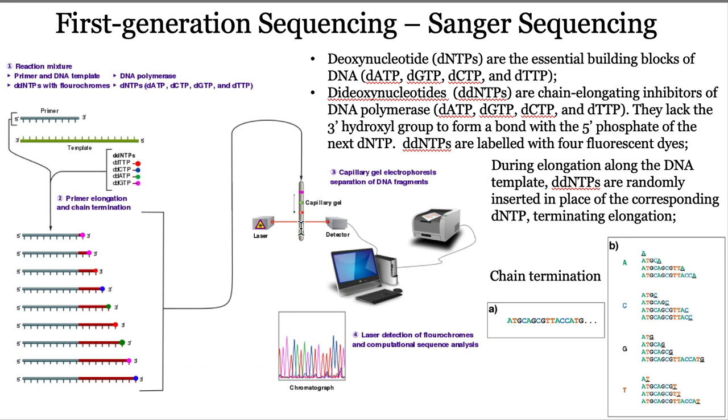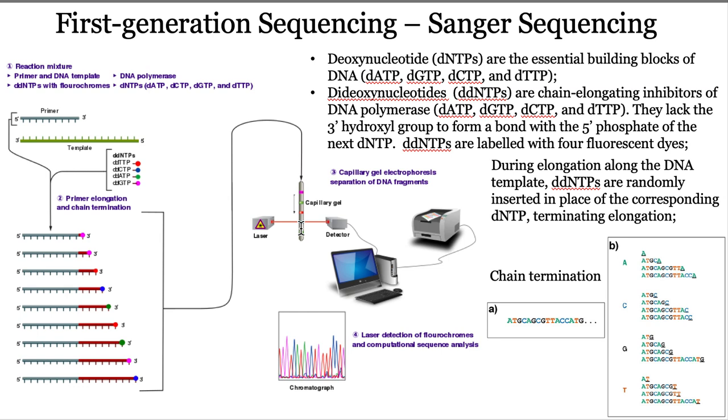And that ddNTP is fluorescent labeled. And then you have this bunch of fragments of different length. You run them through a gel. If you run DNA through a gel, we can separate them based on different length, so we can determine the length of that DNA fragment. And then using the fluorescence, you can determine which nucleotide is at that specific position. So you run through the gel at different positions.